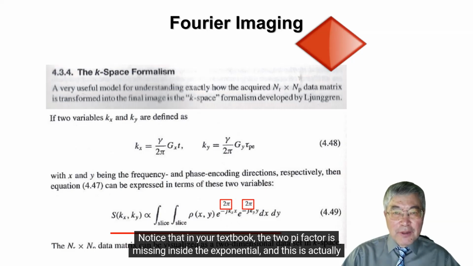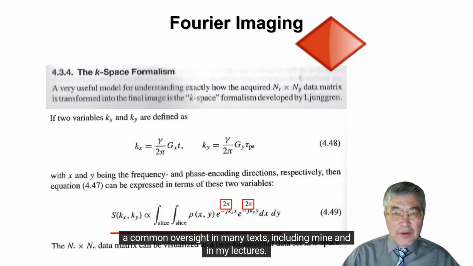Notice that in your textbook, the 2 pi factor is missing inside the exponential, and this is actually a common oversight in many texts, including mine and in my lectures.